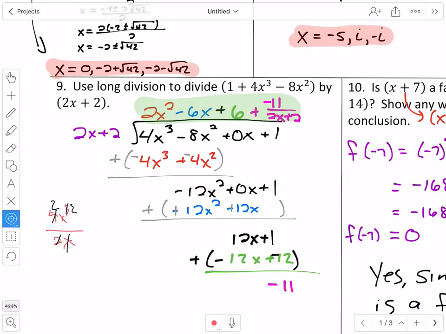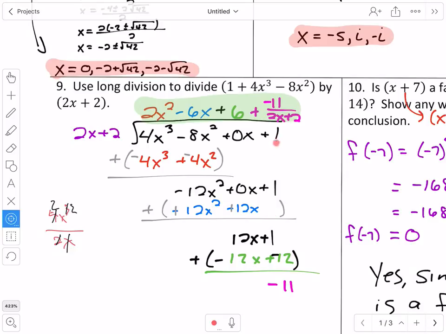Bring down the next term. Then I've got to figure out how many times 2x goes into a negative 12x squared. That's going to go a minus 6x times. So I multiply negative 6x times 2x, is negative 12x squared. Negative 6x times 2 is a minus 12x. I'm choosing to add and change the signs. So then a minus 12x squared and a plus 12x squared cancel. 0x plus 12x is 12x.